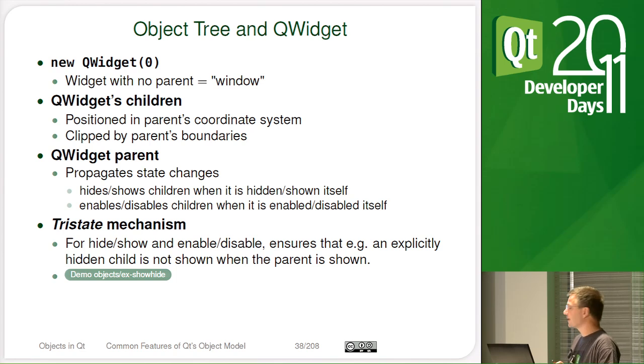QWidget also propagates the states to the children, which means if you hide a parent, the children are automatically hidden. If you disable a parent, all children get disabled as well. Qt also maintains the state of each widget individually, which means if you have disabled a child widget, and you disable the parent and enable the parent again, your child is still disabled, of course.